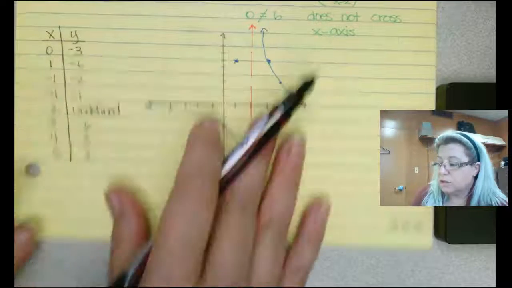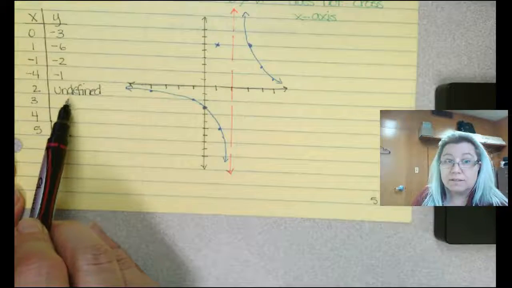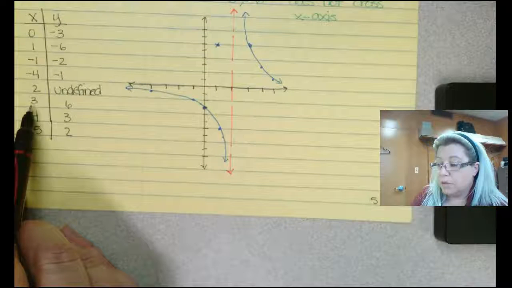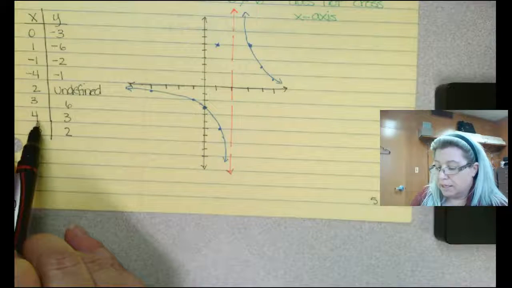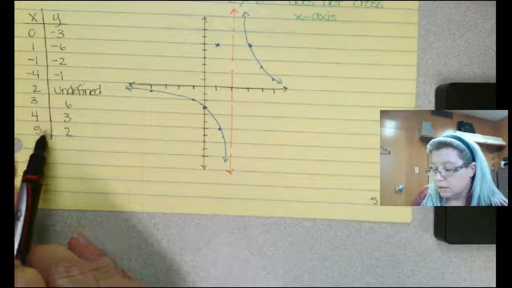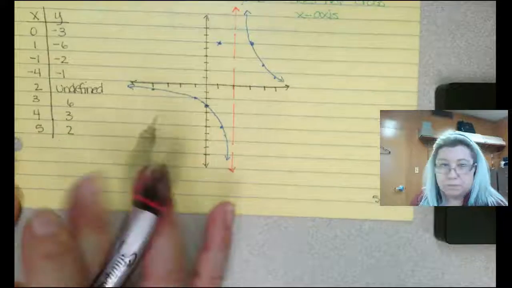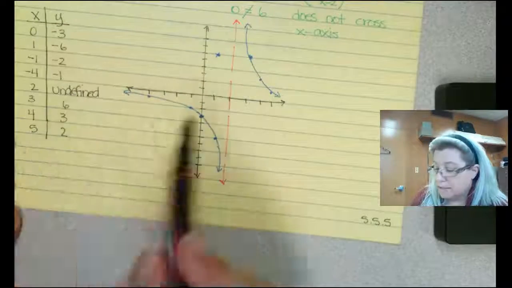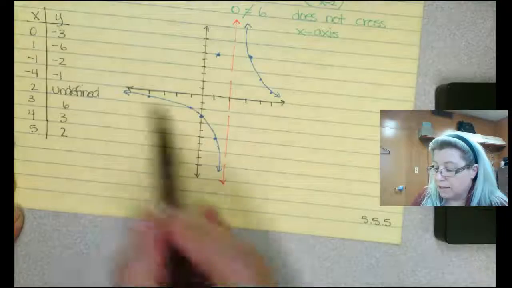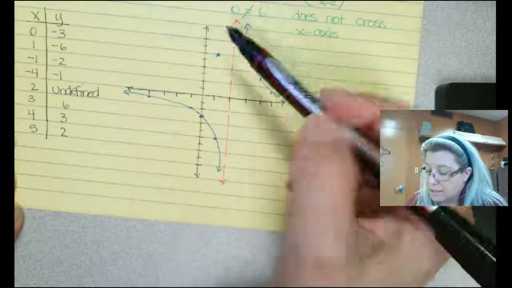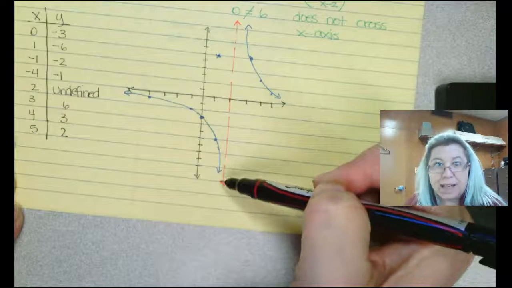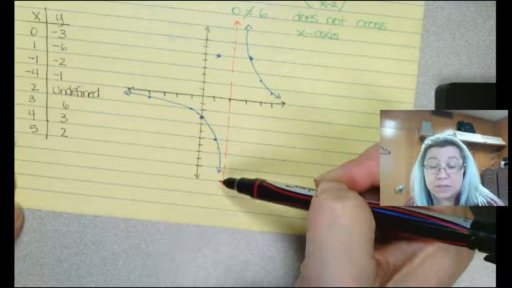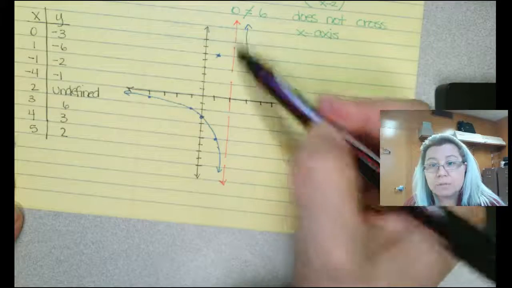If I plug in 2, 2 was my restriction, so I am undefined. If I plug in a 3, I get a 6. If I plug in a 4, I get a 3. And if I plug in a 5, I get a 2. Okay, so I have some points that I can plot, connect the dots, and I cannot hit 2. So you see this red line? I cannot ever hit 2 because that's my restriction. This is what's called an asymptote.